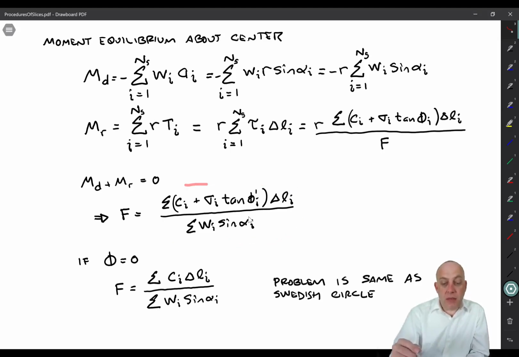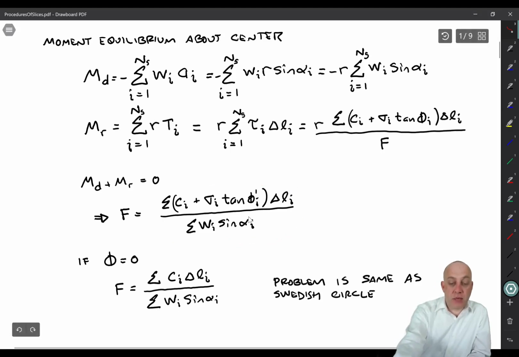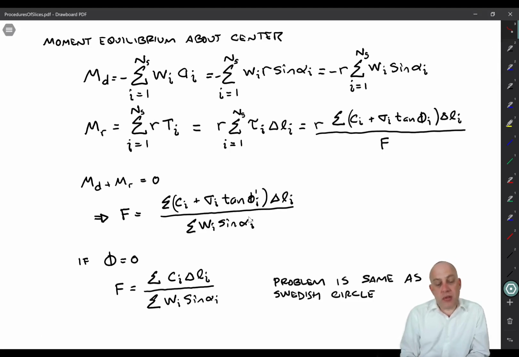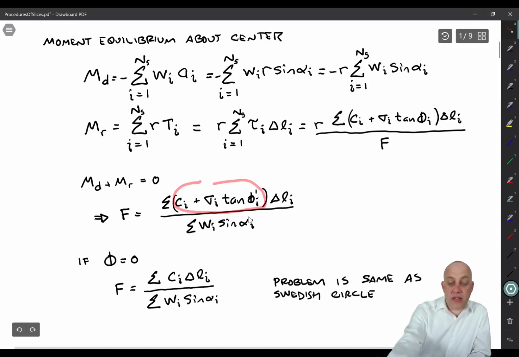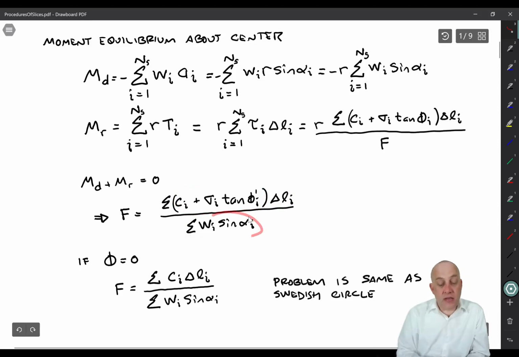And I'm now getting rid of the summation being from I to n sub s, just because it's implied, right? We know that that's in there. It's kind of a drag to write it over and over again through these equations. So anyway, we get a summation of the shear strength times delta L divided by the summation of W times sine alpha.